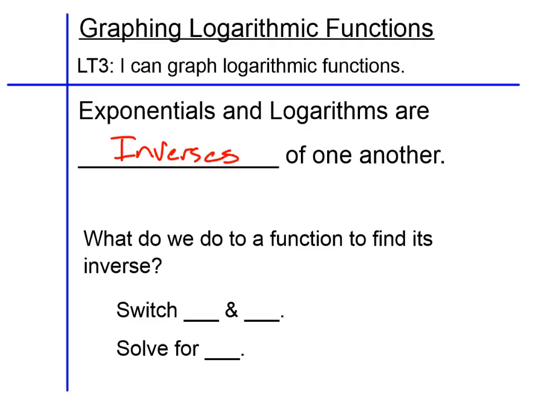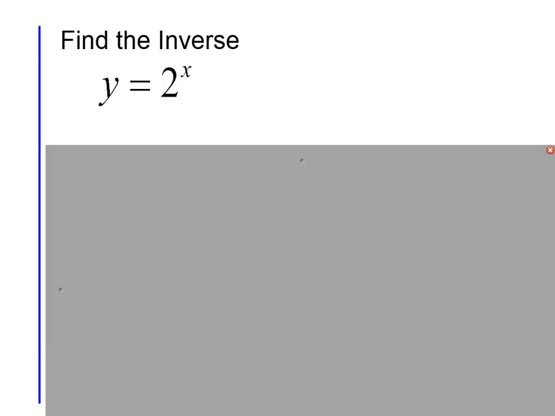And when we create inverses, as we've done in all of our function units, we always start by switching the x and the y, and then resolving the problem for y. Let's try this process for logs. I have a function y equals 2 to the x power. I'm going to create an inverse of this function. So let's start by switching around the x and the y. I get x equals 2 to the y power.